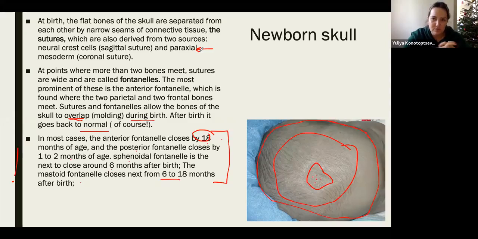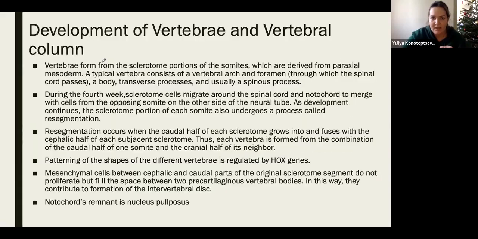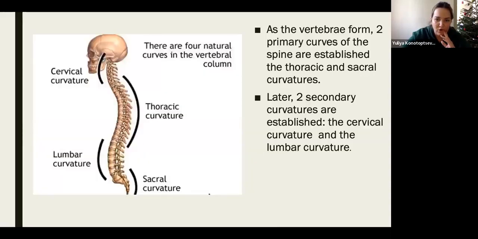The two huge sutures that we have, the sagittal and the coronal sutures, have a different origin. At first it's a cartilage, and then that cartilage will ossify with fibrocartilage. The sagittal suture arises from the neural crest cells, and the paraxial mesoderm will give rise to the coronal suture. So remember that.